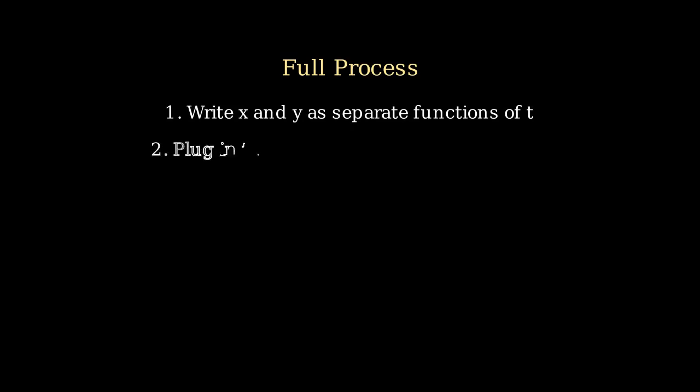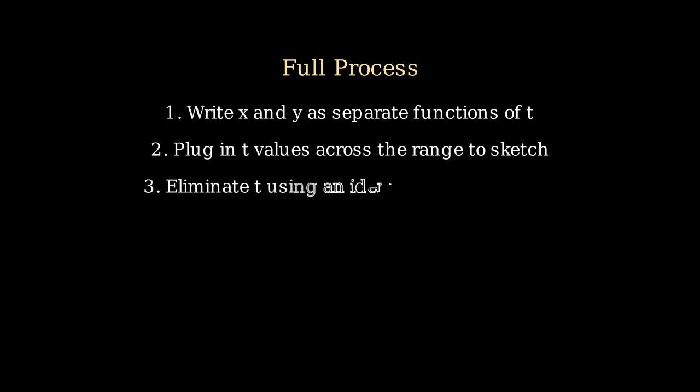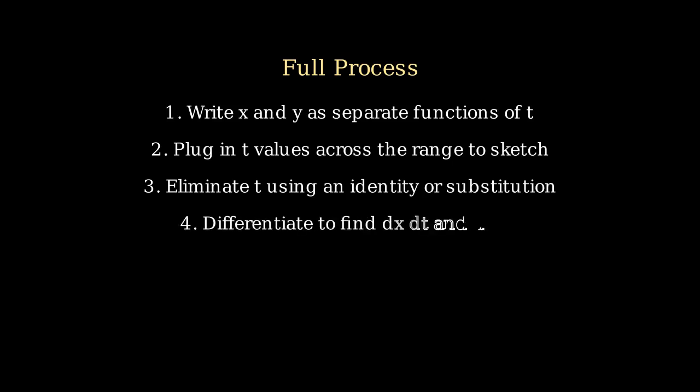Let's lock in the full process, one step at a time, in the exact order you'd actually use it. Step 1. Write x and y each as separate functions of a parameter t. Step 2. To trace or sketch the curve, plug in values of t across the given range. Step 3. To convert to Cartesian form, eliminate t using an identity or direct substitution. Step 4. To differentiate, find dx by dt and dy by dt separately.